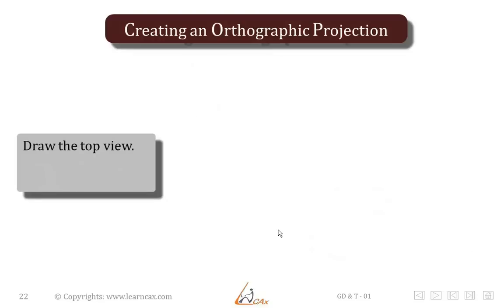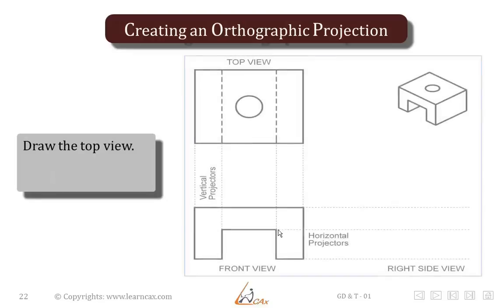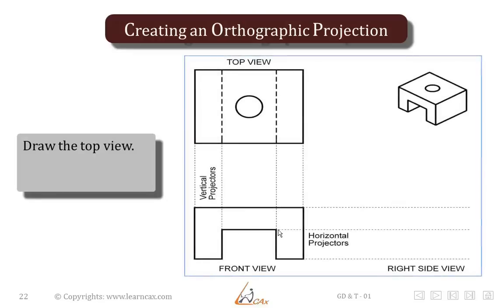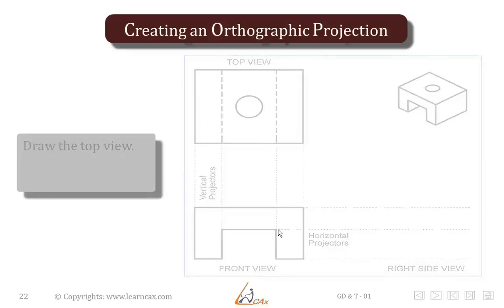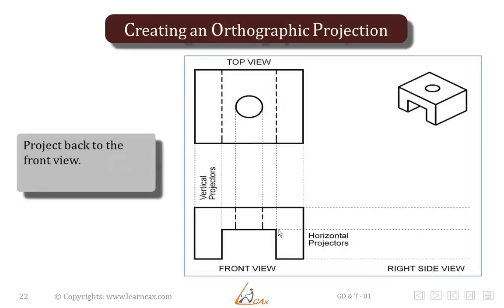Now let's draw the top view. So here we have created the top view with the hole, as the hole was visible from the top view. So what we are making sure is we are drawing only the visible features of the object from each and every view and trying to project back to the front view. So the newly created hole has been projected back to the front view, and hence you get the dotted line on the front view.